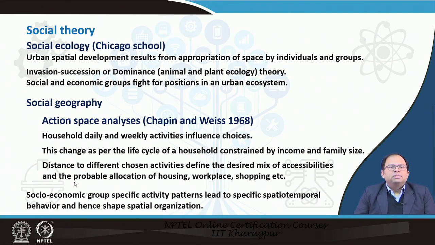So next comes the social theory, and this includes actually two schools of thought. One is the social ecology, which comes from the Chicago school, and the other is social geography. These are two lines of development in this particular theory. In social ecology theory, urban spatial development results from appropriation of space by individuals and groups, and this follows the theories of invasion, succession or dominance, which is based on animal and plant ecology.